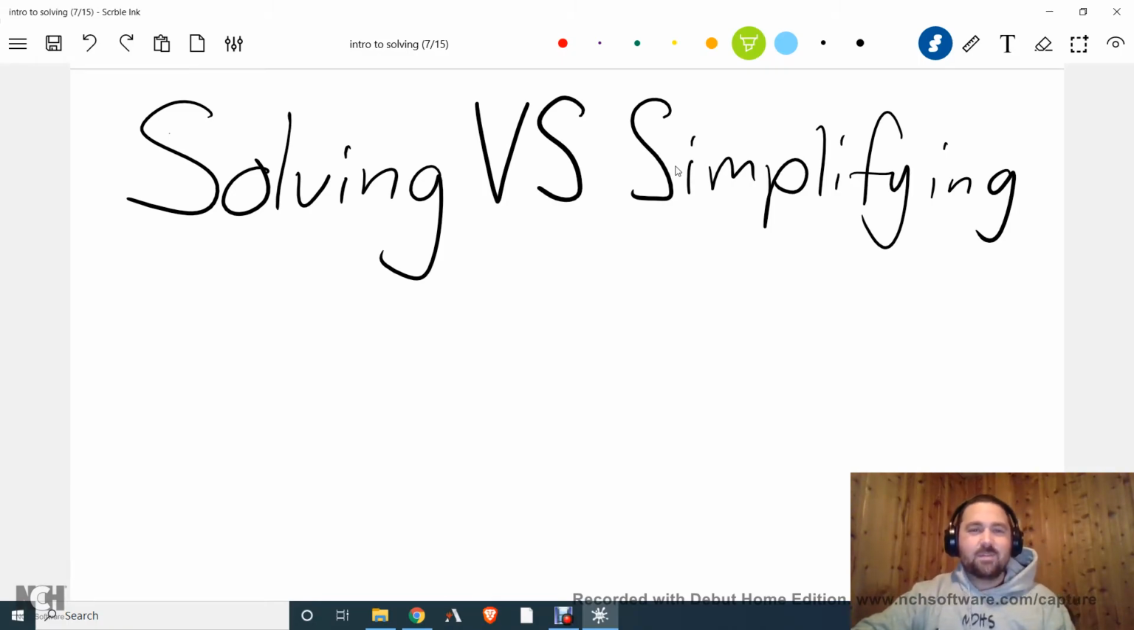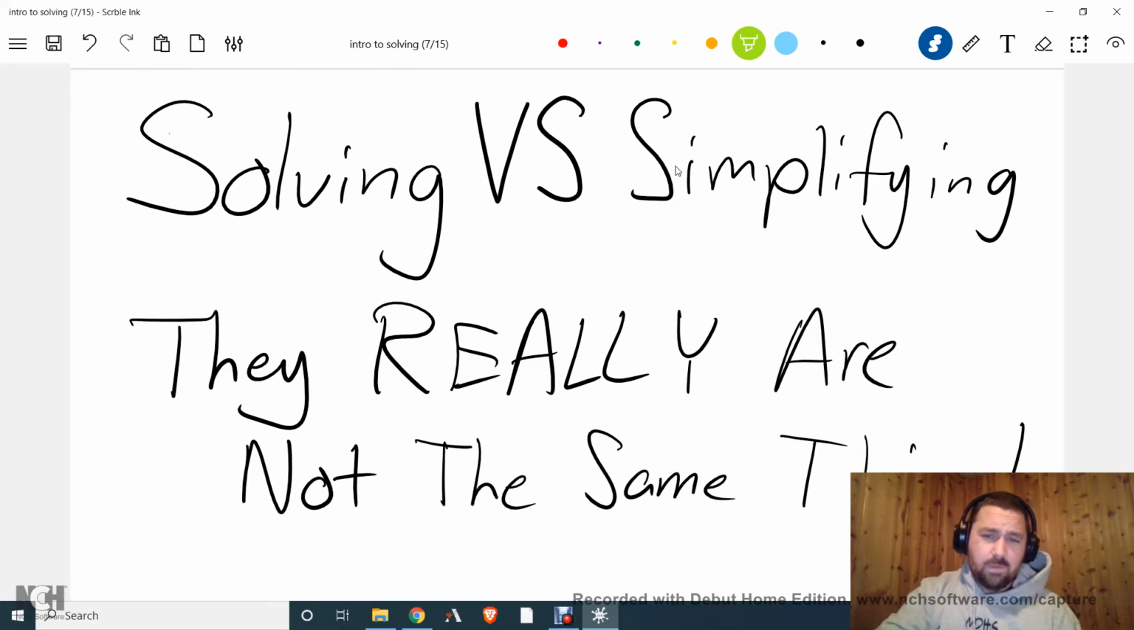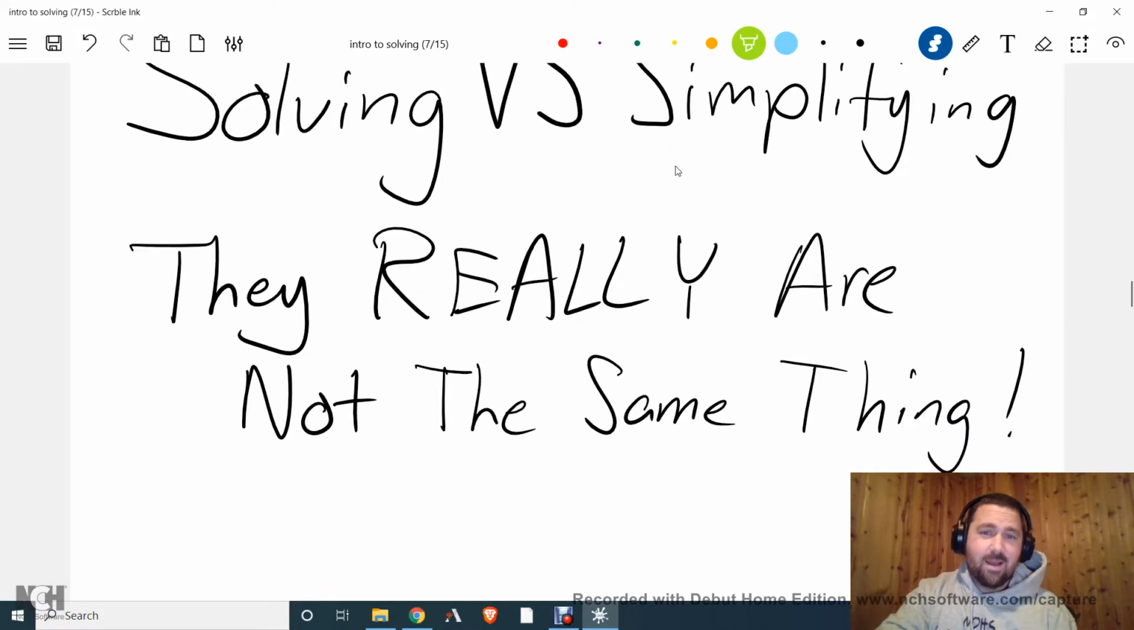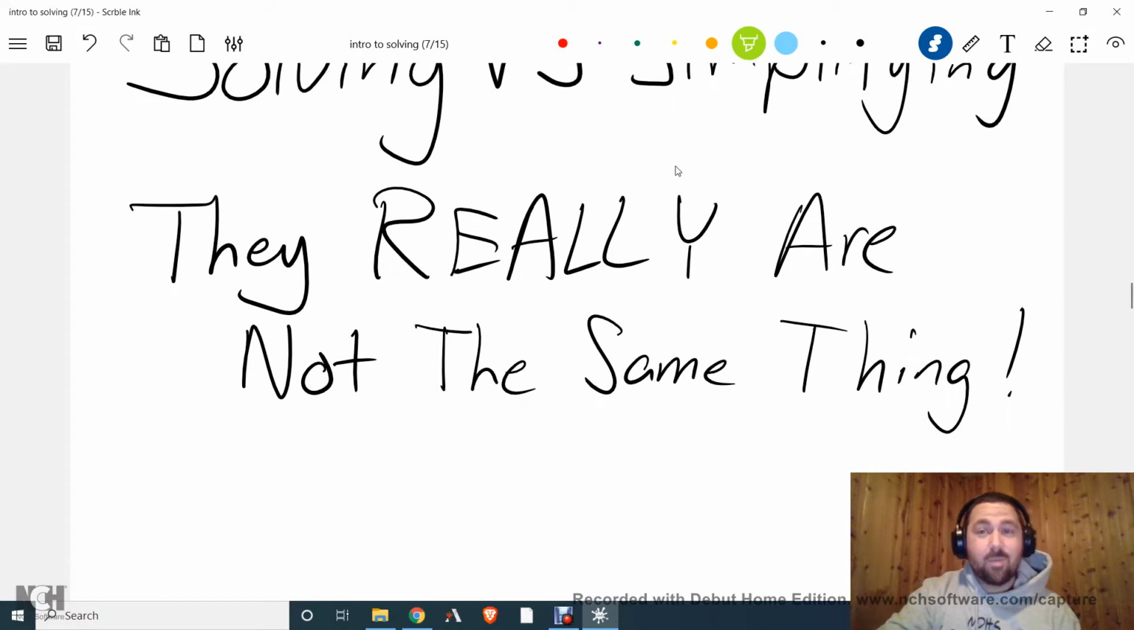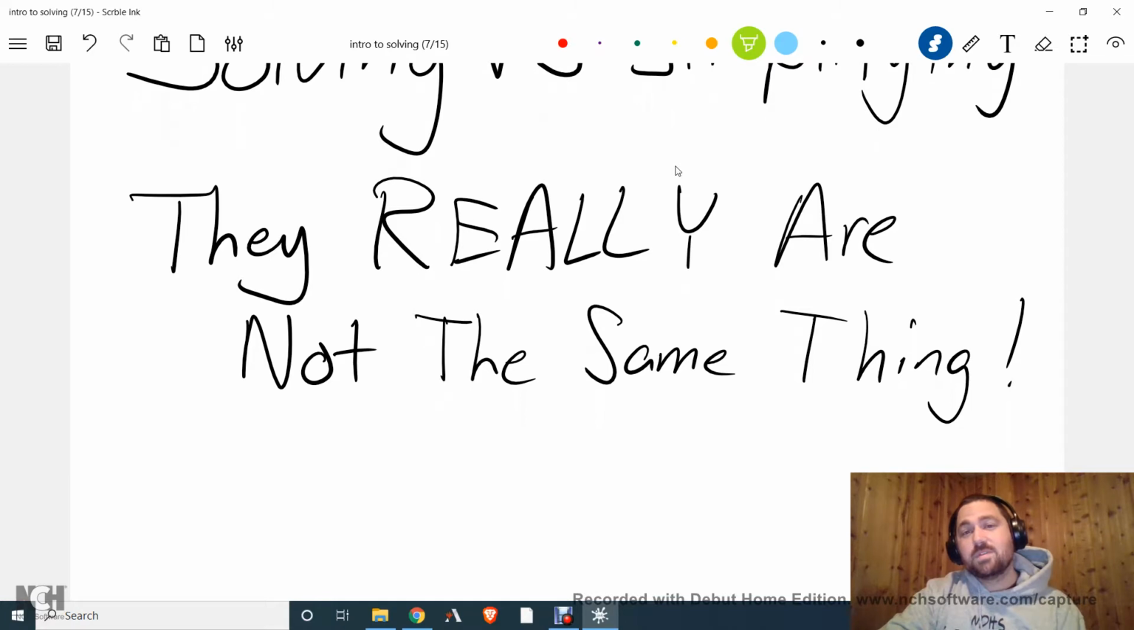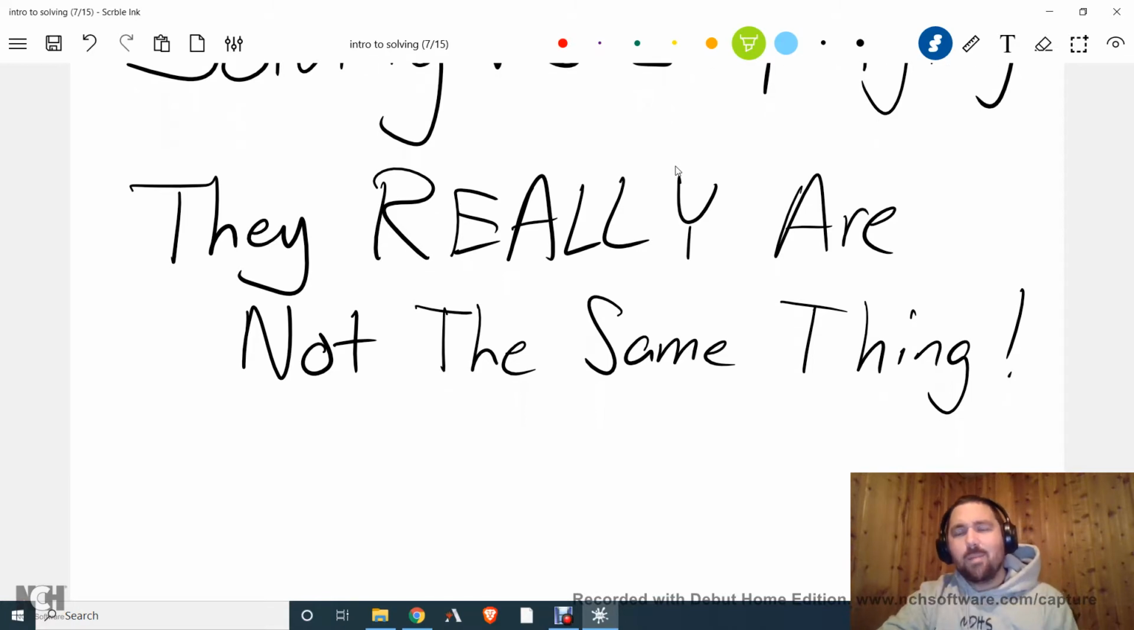This time we're checking out another thing about solving, specifically solving versus simplifying. Now lots of people out there might be like, solving and simplifying, aren't those the same thing? And no, they really are not the same thing. We're going to look at how we can tell them apart, how we can tell which one we're doing, and then we're going to wrap this thing up.